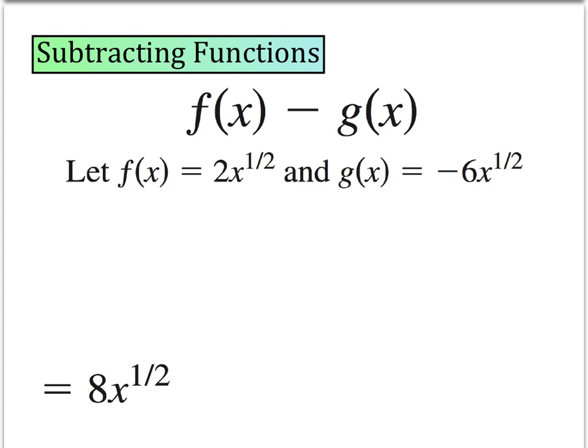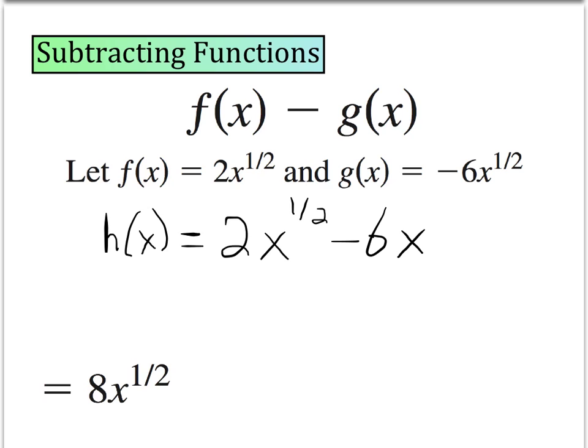For subtraction, very similar. If we want to figure out what this new function h of x is going to be, if we're subtracting, all we do is just subtract the functions. And once again, these have like radicals, so we can subtract them. So it's negative 6x, but since it's subtraction, that will be a negative and a negative, so it'll be a positive. So I have 8x to the 1/2.